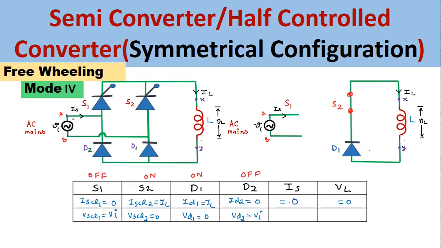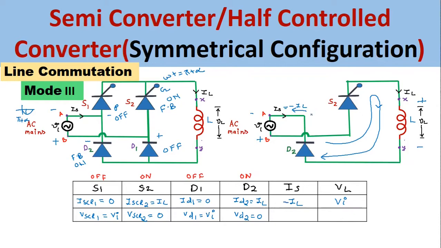Next mode is mode number 4. This mode number 4 is studied during the positive half cycle of the AC input signal, before 2 pi plus alpha. So before 2 pi plus alpha, when the positive half cycle comes into the circuit, this A point will be positive and this P point will be negative.